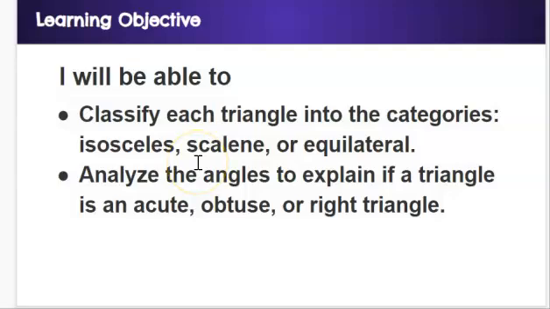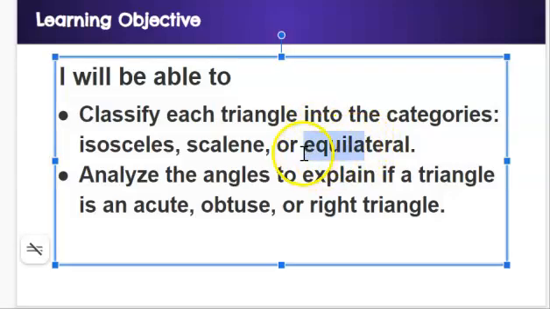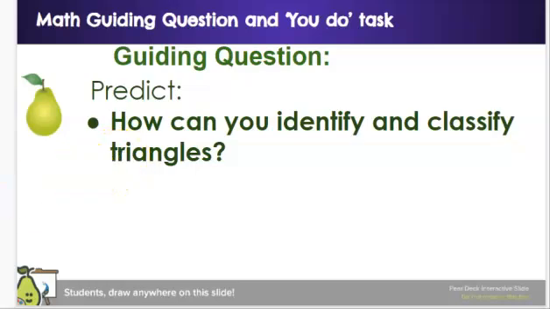By now we've been classifying polygons, which are two-dimensional shapes that are closed and have more than two sides. They have angles, vertices, and sides. So we're going to look at a specific polygon, a triangle. Just like we classified regular and non-regular polygons into categories, we are going to classify triangles into isosceles, scalene, or equilateral. You notice this one has the word equa in it, so I'm wondering how it will be equal. We're going to be analyzing the angles to explain if a triangle is an acute, obtuse, or right triangle. These are lessons that you should be bringing with you from 4th grade. So how can you identify and classify triangles?